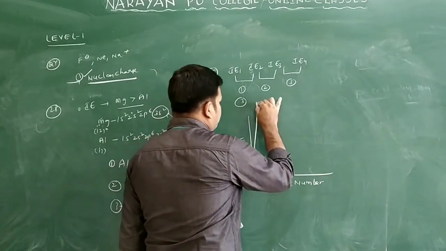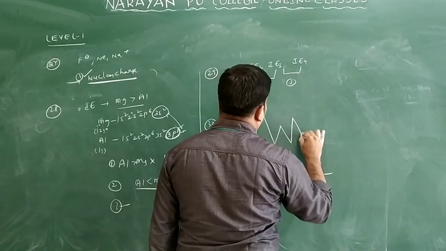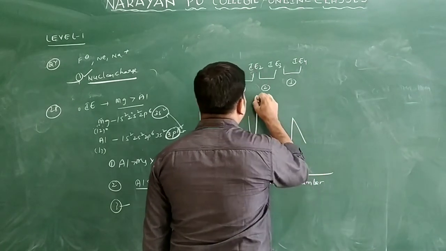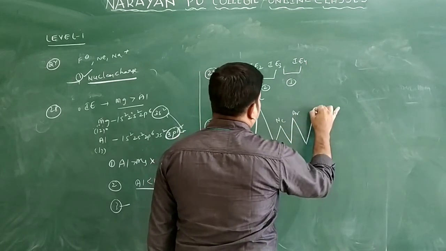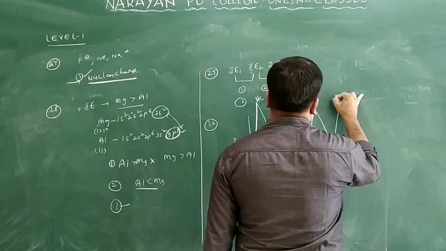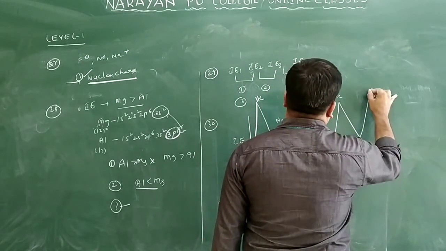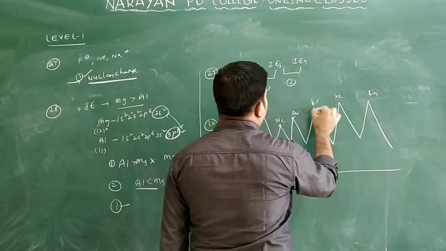Then what will you get? You will get neon only. After neon, what will you get? Argon. Then I will get krypton, then xenon, then radon, like this. So you see the peaks, these are the peaks only.